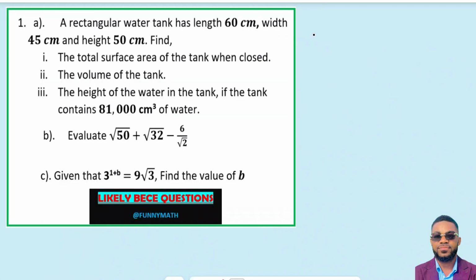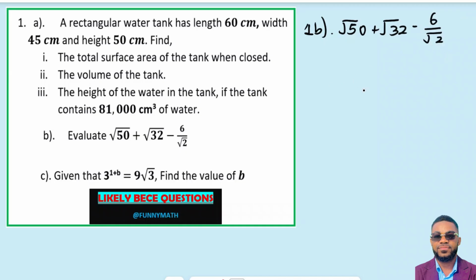So let's get question 1b solved here. That's going to be 1b. And what are we solving? That is the question. We're going to evaluate the root of 50 plus the root of 32 minus 6 over the root of 2. That's a simple question. This is set, and another simple question that we're going to evaluate. Now, what are we going to do? So let me write the expression here. We have the root of 50 plus the root of 32 minus 6 over the root of 2.